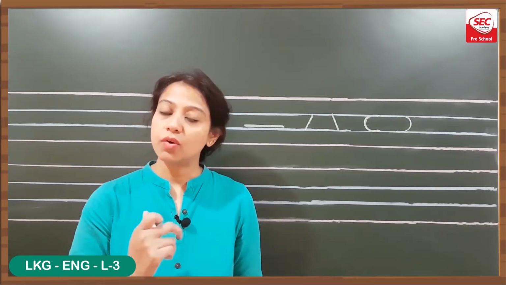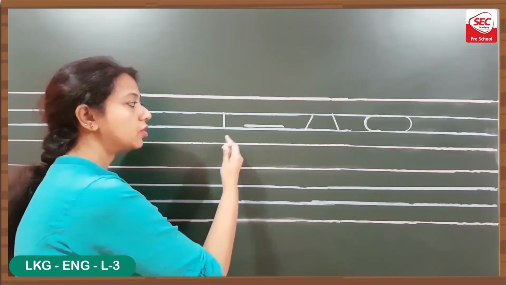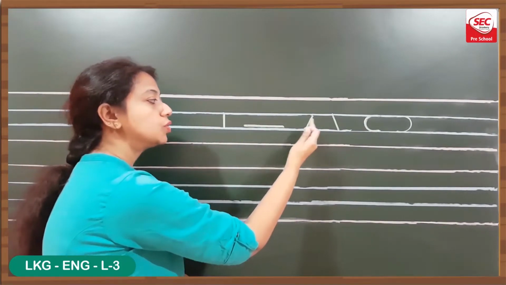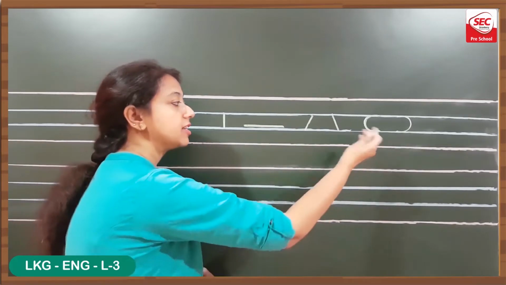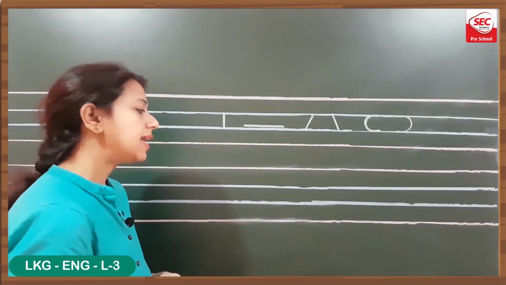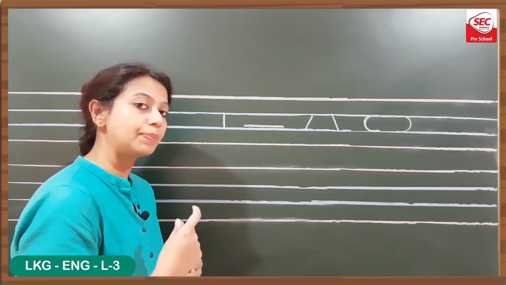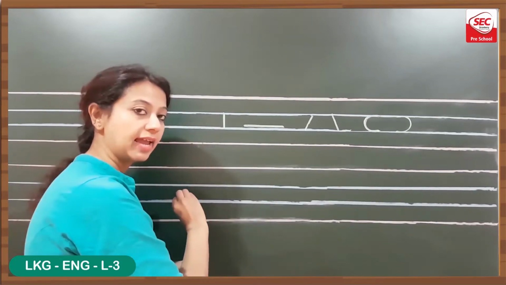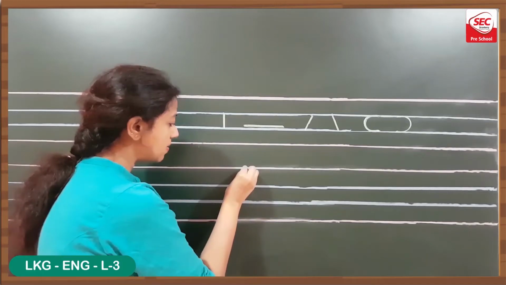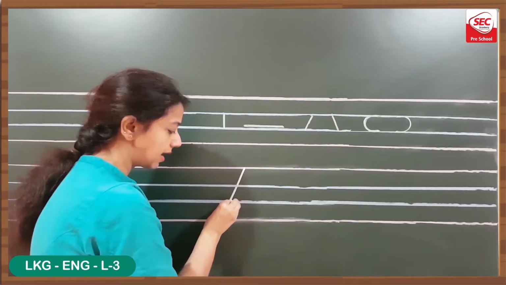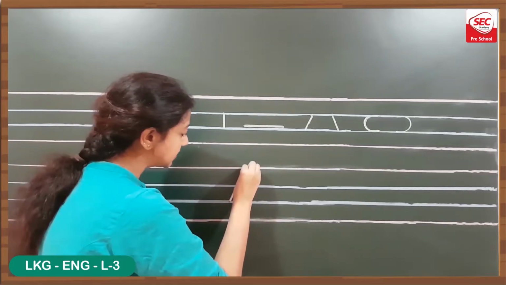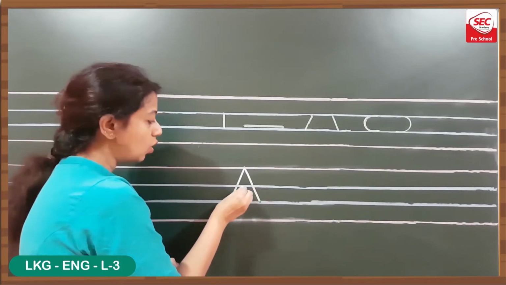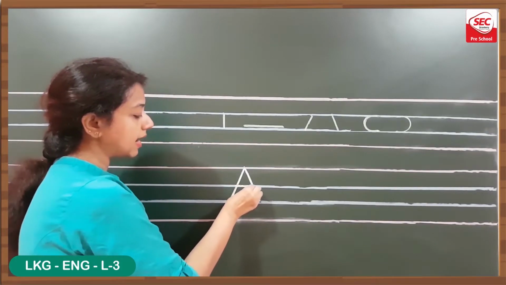Now let's go to the writing part. Here are the four patterns: standing line, sleeping line, two types of slanting lines, and two types of curves. Let's revise. Let's see how to write capital A first. For writing capital letters, we always start from this red line. So we make one slanting line like this. Then we make the second slanting line. Okay, and then in between we make a small sleeping line.